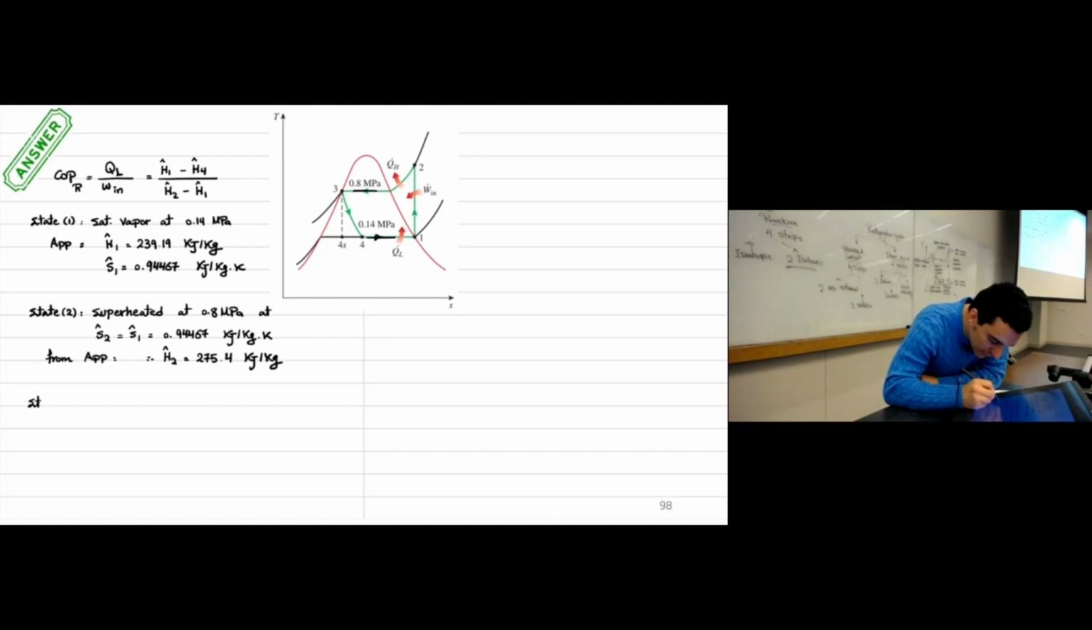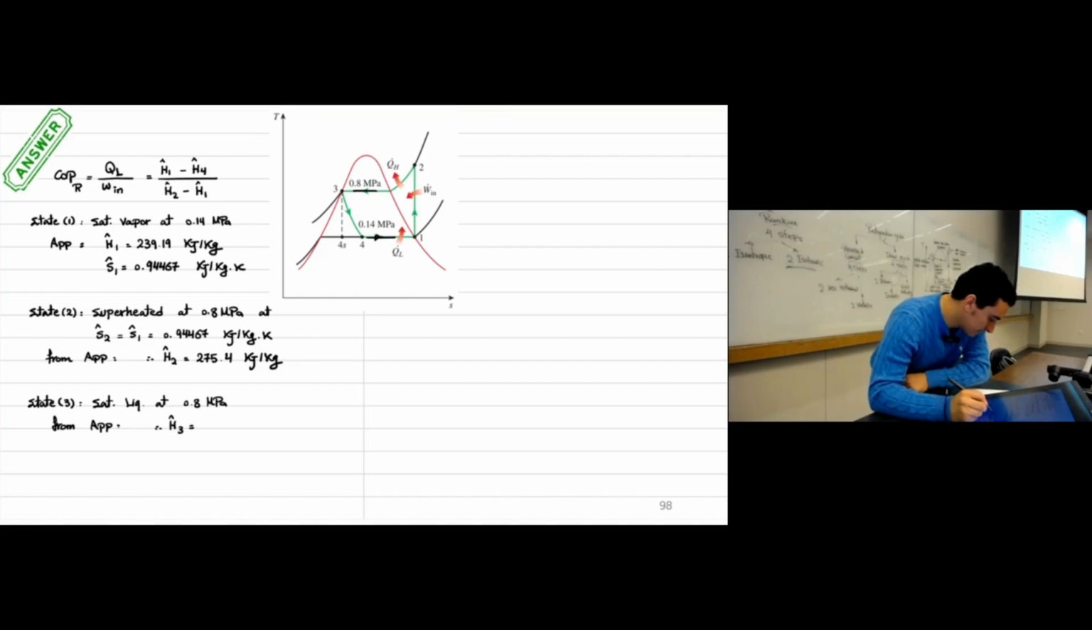Then we can go to state 3. State 3 is saturated liquid at 0.8 megapascal. Then again from appendix you can find H3, which will be 95.48 kilojoule per kilogram.